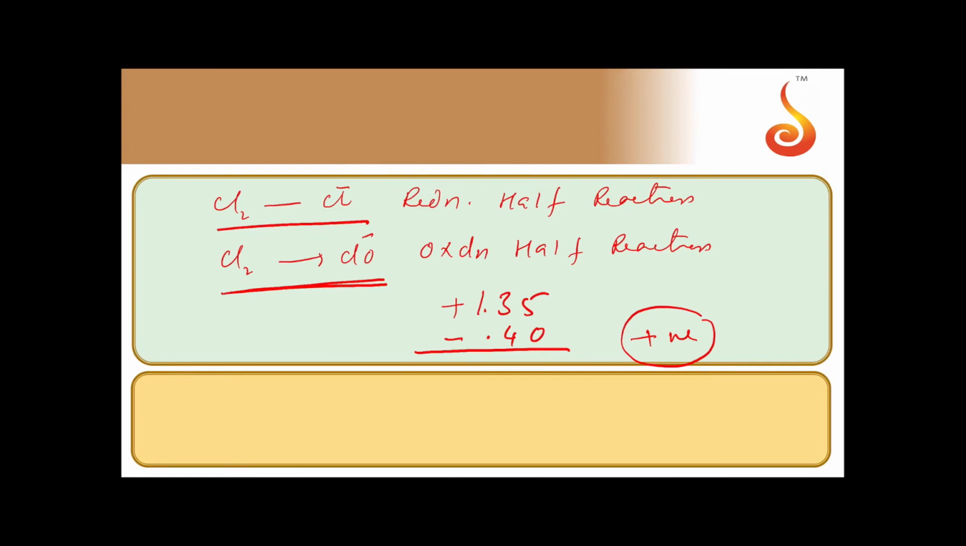So we have taken the sum of the reduction potential of the first half reaction and the oxidation potential of the second half reaction, and we found that the value is positive. Therefore we can say chlorine disproportionates, and these two values are obtained only from the Latimer diagram itself.